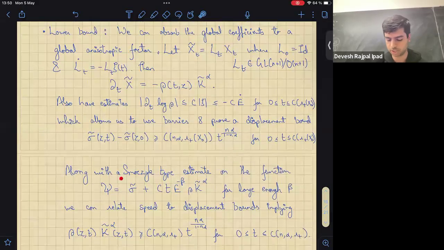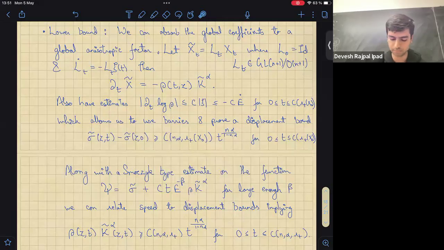Along with a Smoczyk-type estimate, the Smoczyk-type estimate is done on functions in this form. I can create a function by support function, added to time times the speed. And in this case, I'll need to include some powers of entropy as well to cancel out the bad terms coming from the time derivative of the anisotropic term.